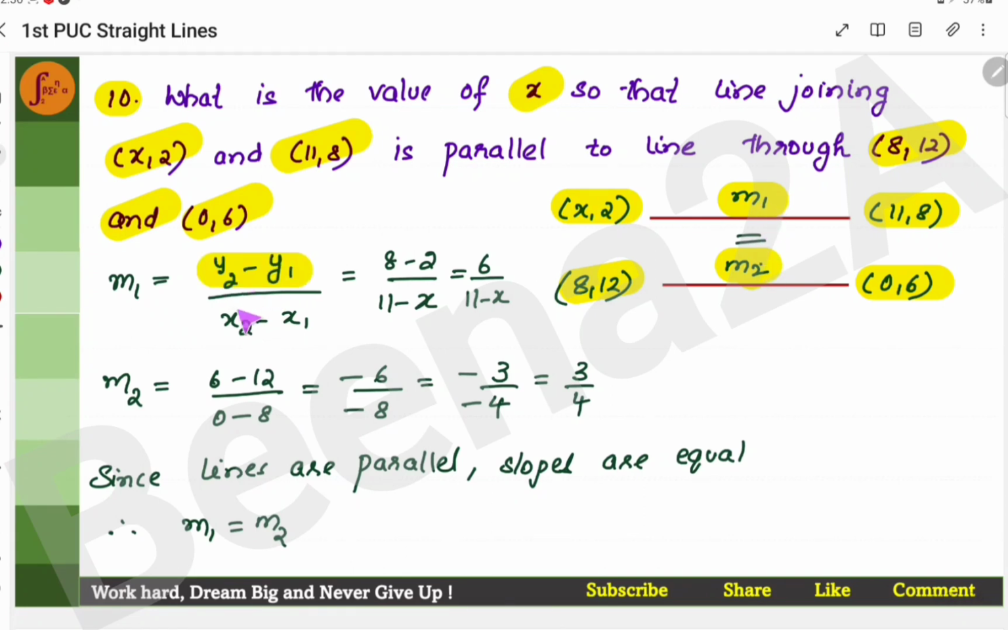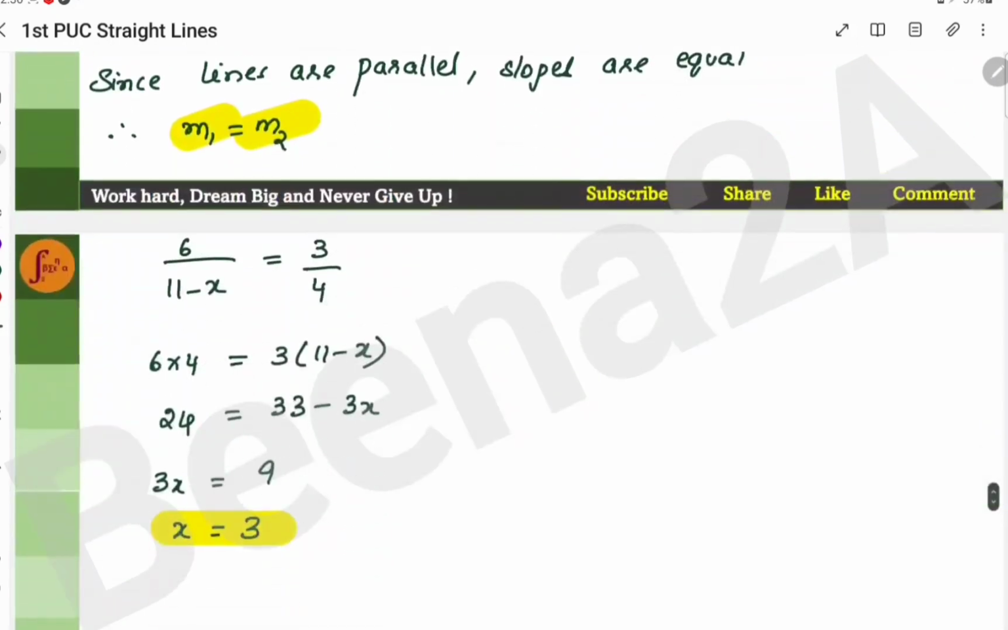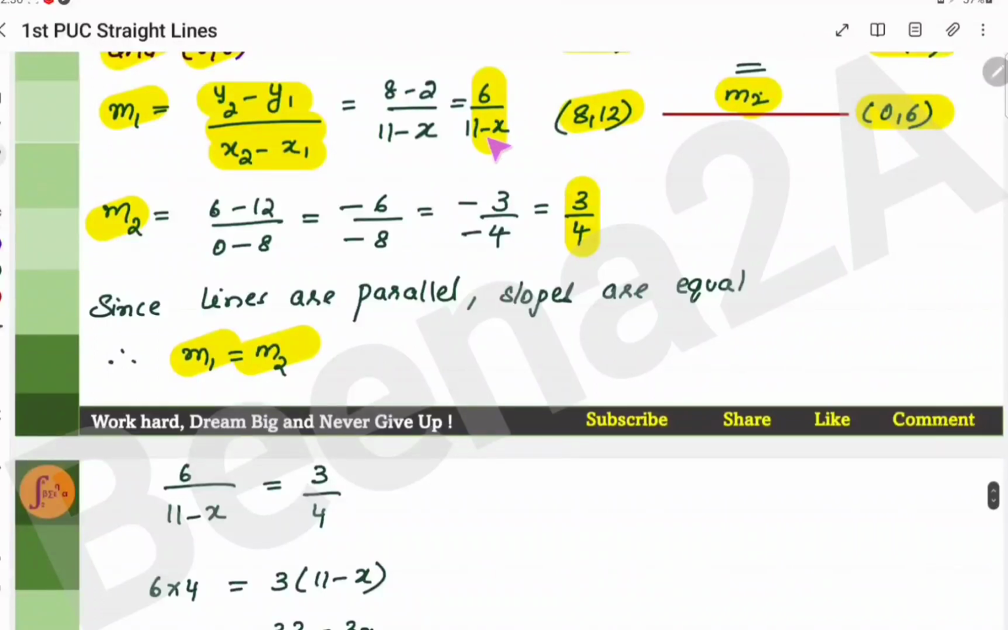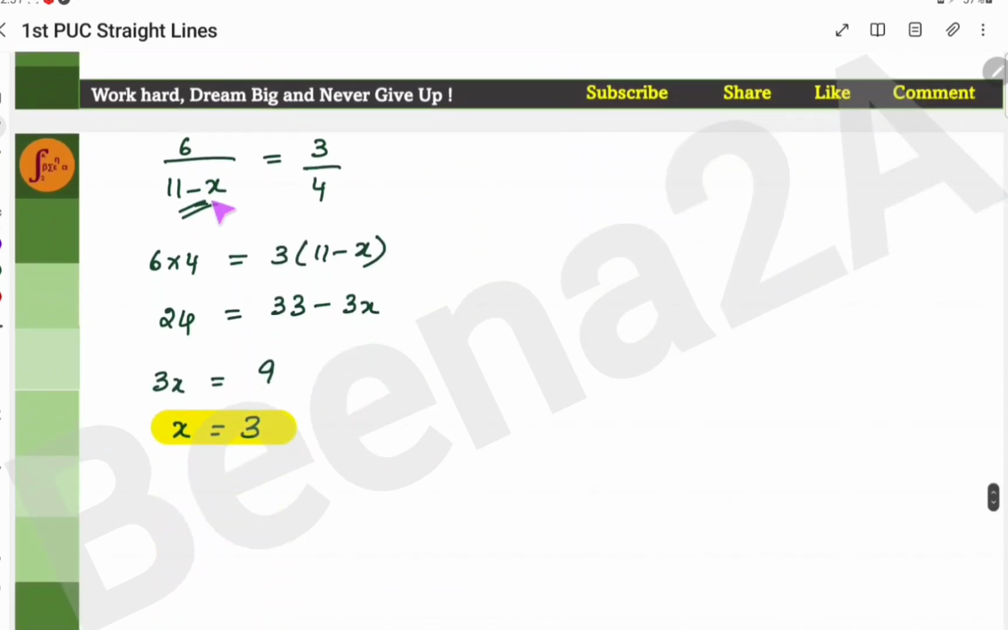So again use the two-point slope form and find the slope here, right? Similarly for the second one also, you have to find the value of x. Since lines are parallel, slopes will be equal. So M1 should be equal to M2, which means 6 by 11 minus x should be equal to 3 by 4. Then you'll get the value of x, which is 3.